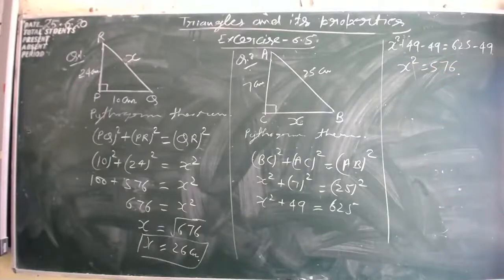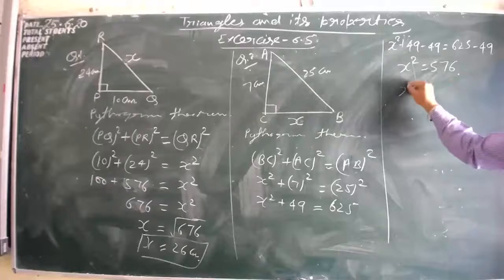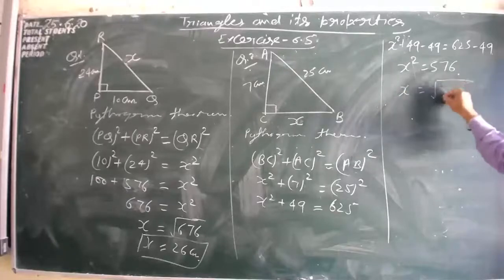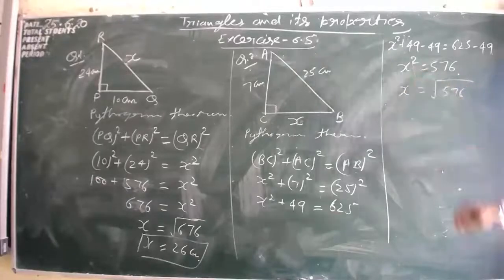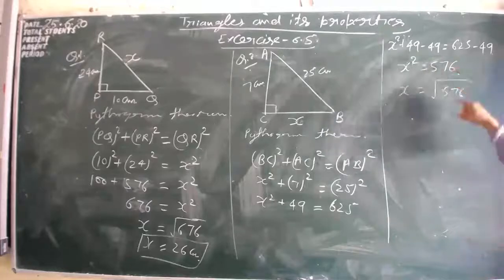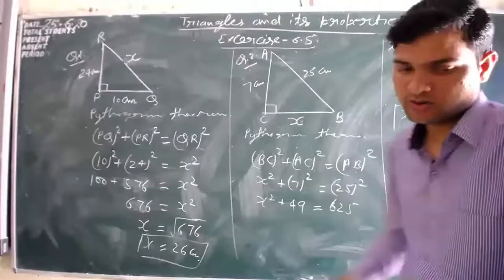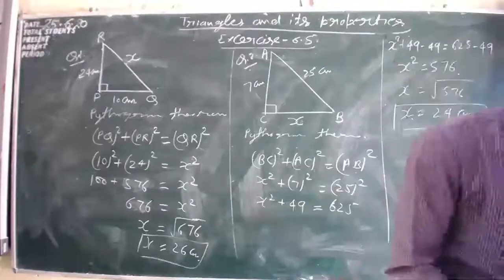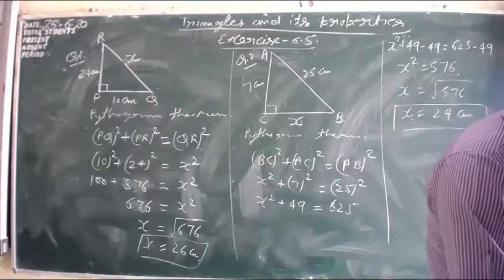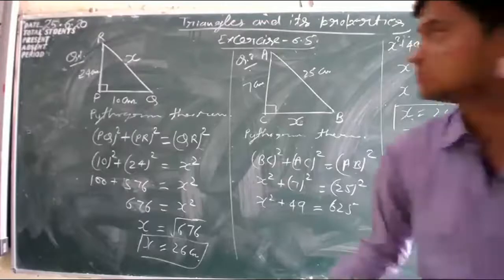So 576, and we have to take square root of both sides. X square का square root होता है x और इसका square root होता है 576 square. Okay. Now the next question is number third. Question number third is very simple.